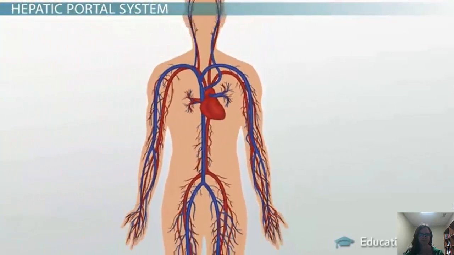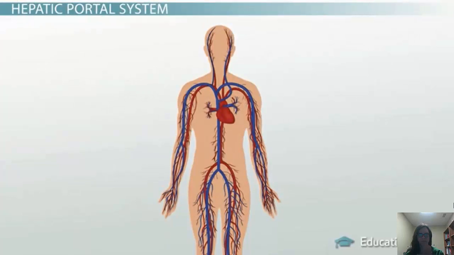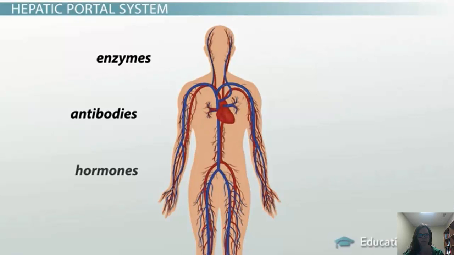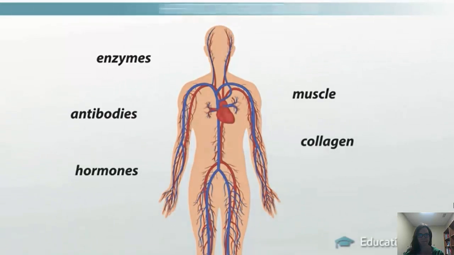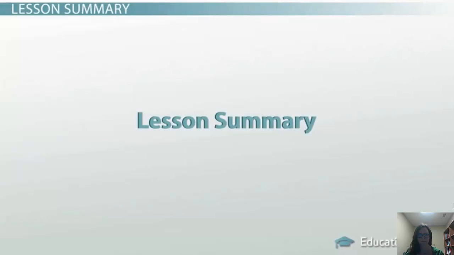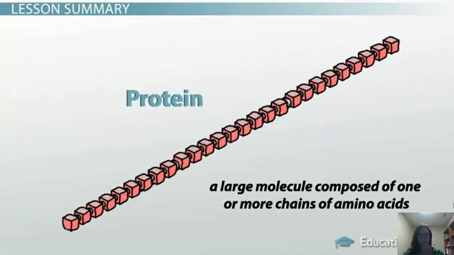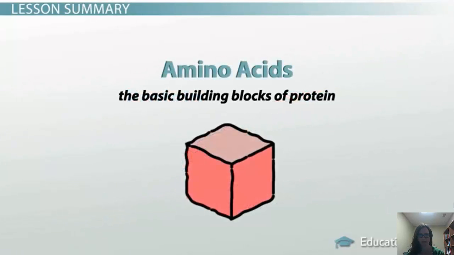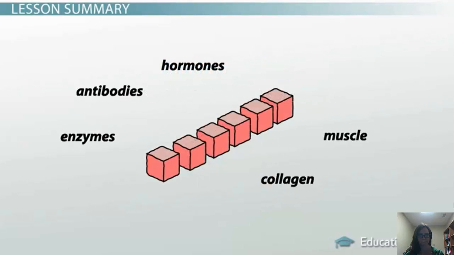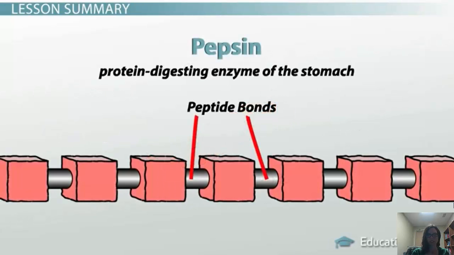Your cells remove amino acids from the blood and use them to build the specialized proteins that we talked about at the beginning of this lesson, such as enzymes, antibodies, hormones, muscle proteins, or collagen. Let's review. Proteins are defined as a large molecule composed of one or more chains of amino acids. So we see that amino acids are the basic building blocks of protein. Amino acids can be used by your body to form important cellular structures, such as enzymes, antibodies, hormones, muscle proteins, and collagen.